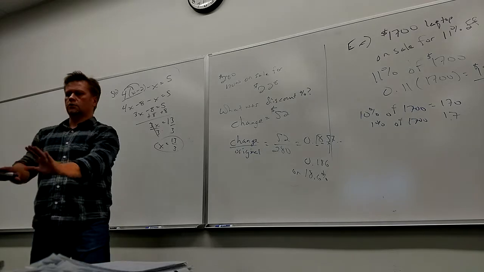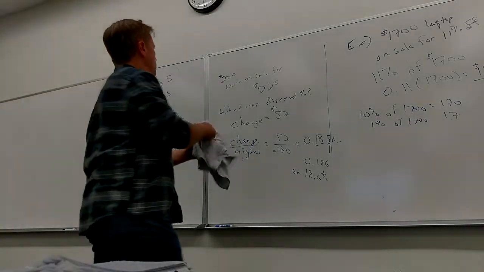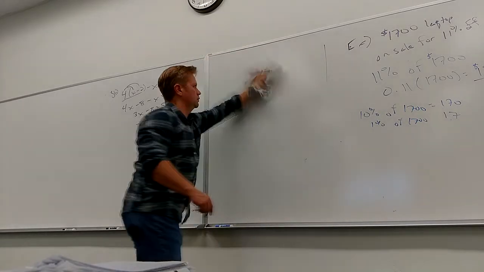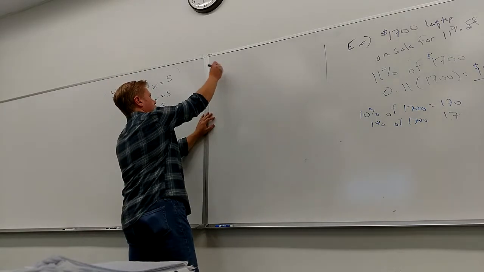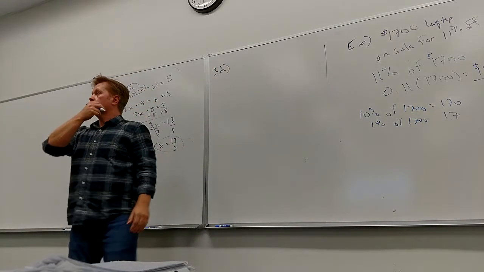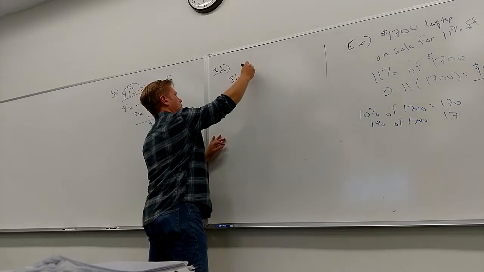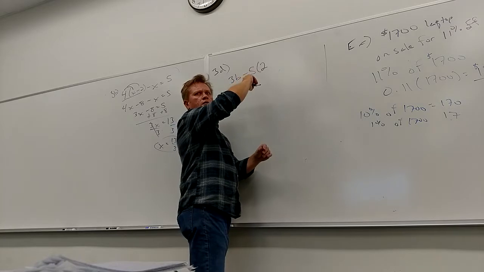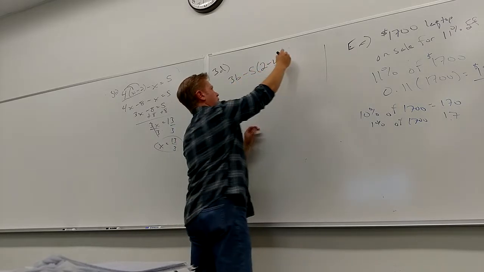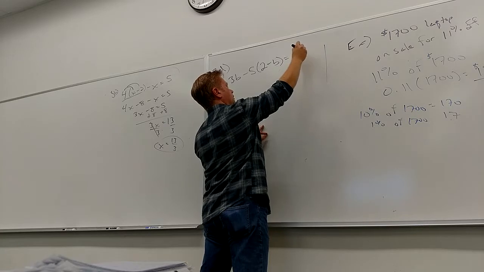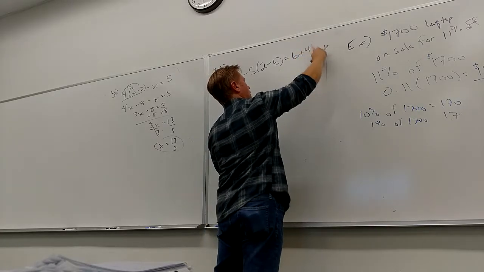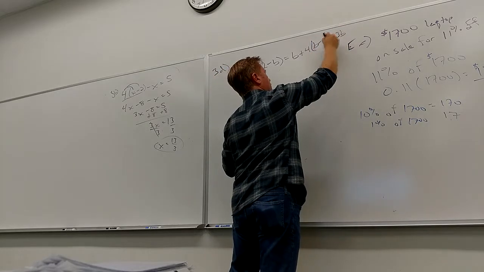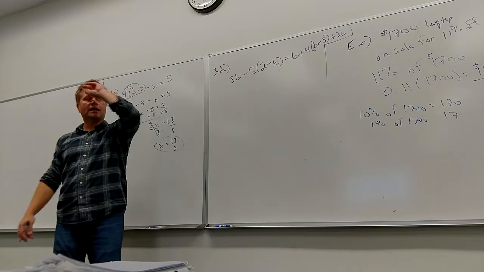So that's 3B. 3D is also not on the answer key. So what's 3D say? 3B minus 5 times 2 minus 3 times 2 minus B equals B plus 4 times B minus 5 plus 3B. There you go. All right. I like it.